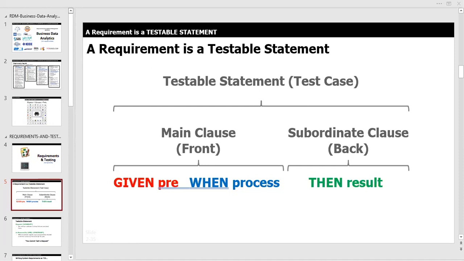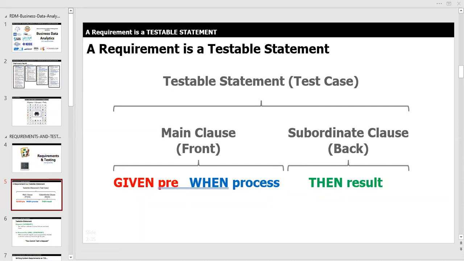So what do I mean by a testable statement? A test case. In particular, a test case has really two parts. It's got a main clause, which I call the front side, and it's got a subordinate clause, which is a backside. And for most of us as analysts, all we really deal with most of the time is the subordinate clause or the backside, the then statement.